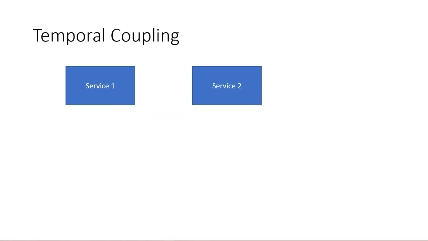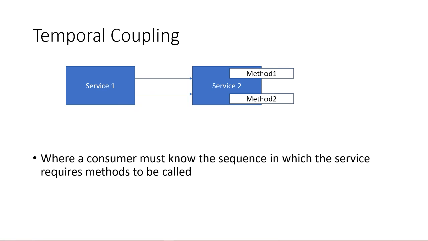Moving on to temporal coupling. This is a different situation. It's more often seen with sort of RPC scenarios, but again, two services, same principle applies. Service one calls service two, and service two calls a method, and then service one calls service two again, and a second method's executed. So the problem here is that service one in this case must know what sequence the methods need to be executed in service two.